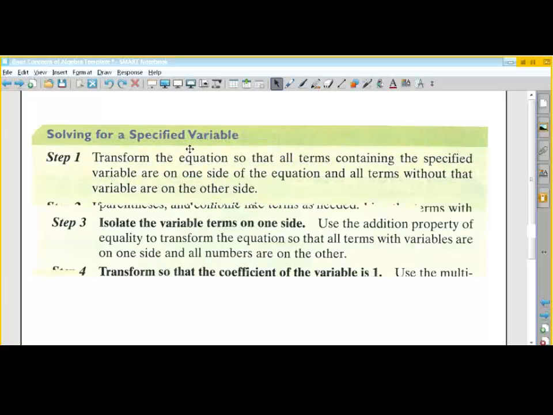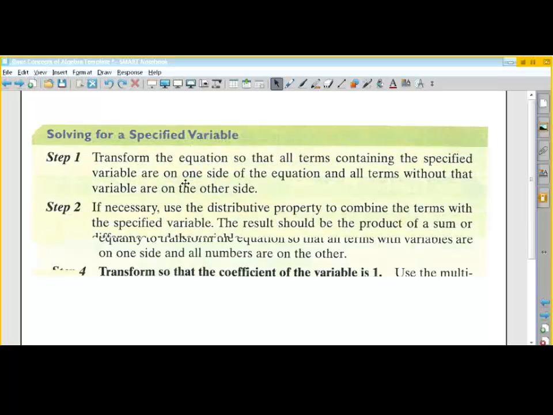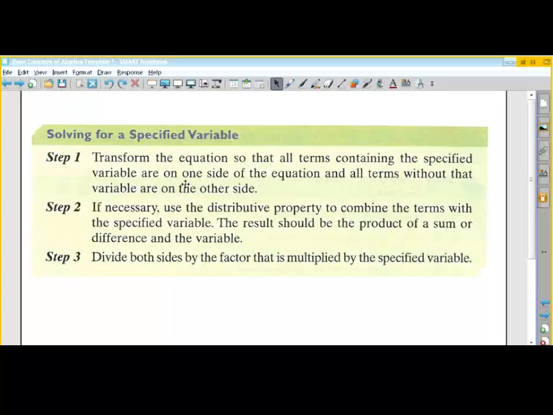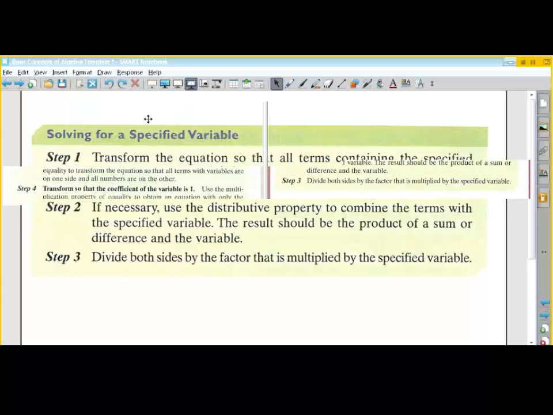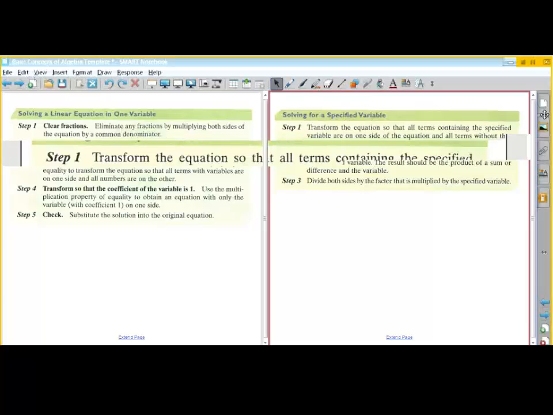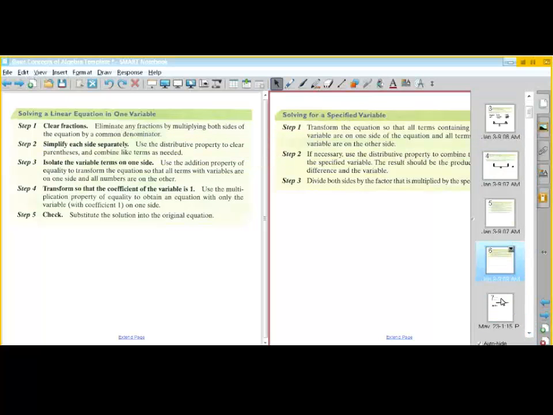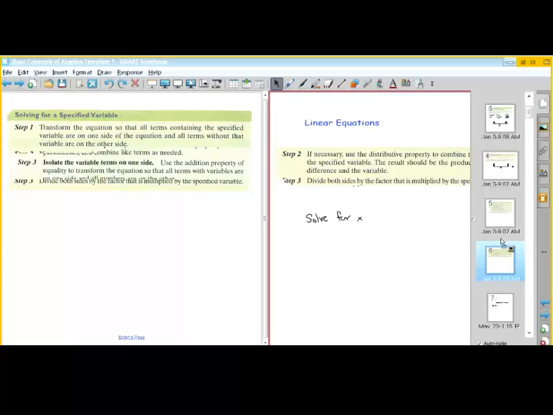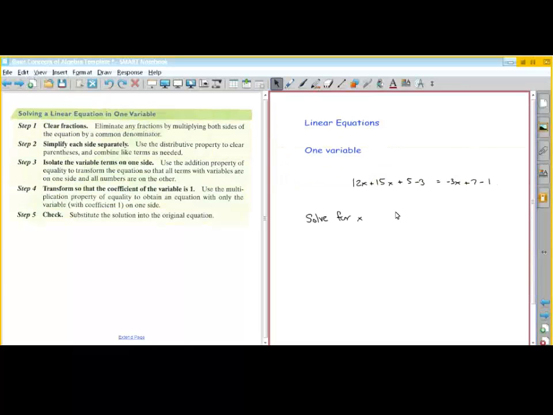And then there's also solving for a specified variable. This is when you have more than one variable in your equation, and all you're doing is solving for one variable. We'll talk about that later. We're going to talk about the first one, right? And what I'm going to do is I'm just going to take this example. We'll start off with an easy one, and then we'll get more complicated as we go along.